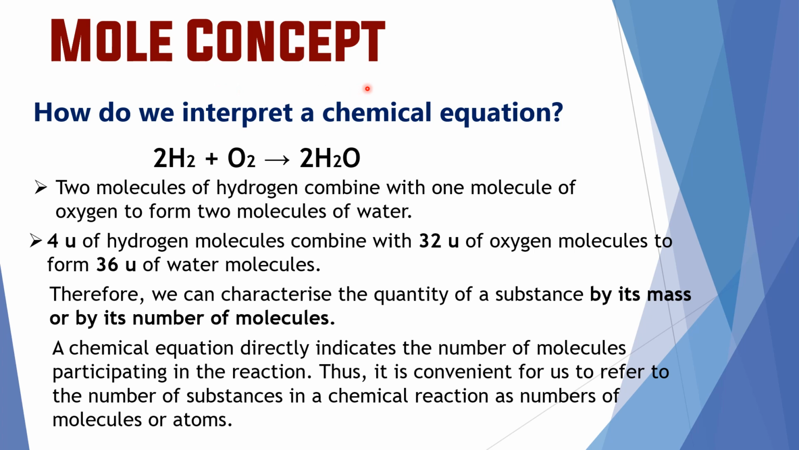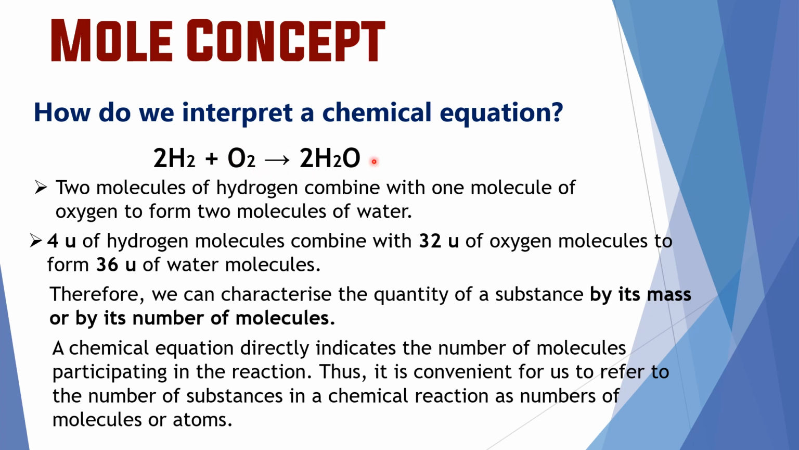Mole concept. How do we interpret a chemical equation? When we get one equation, what are the pieces of information we get from that chemical equation? We'll take one example: 2H2 plus O2 gives 2H2O. You know that this is the equation for the formation of water.